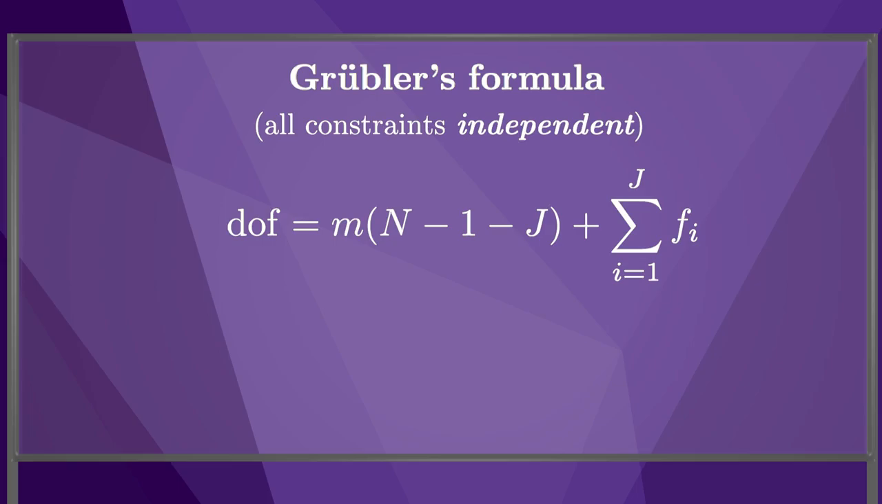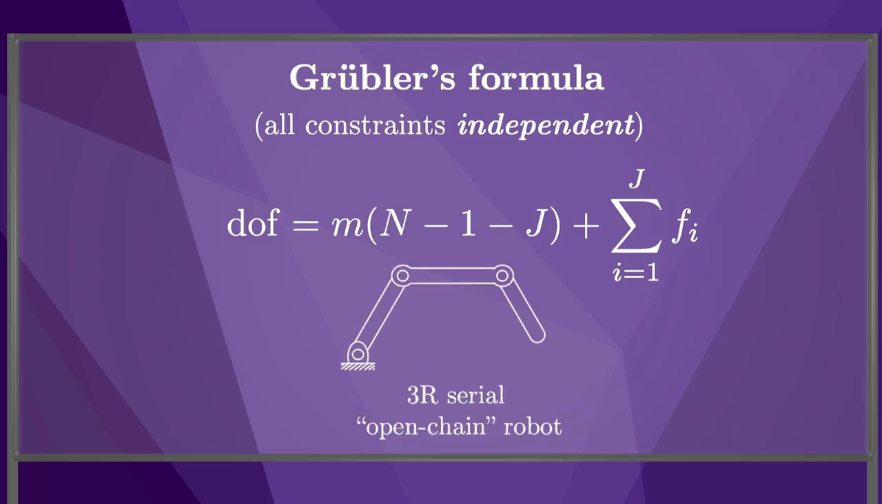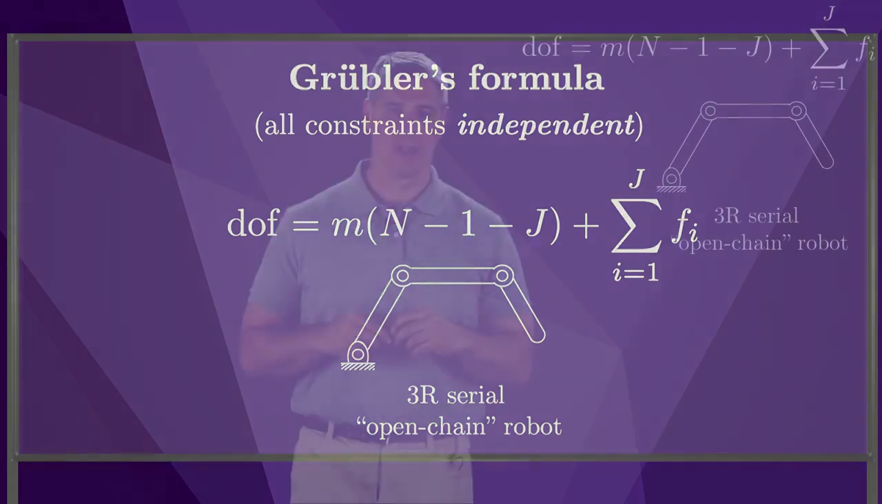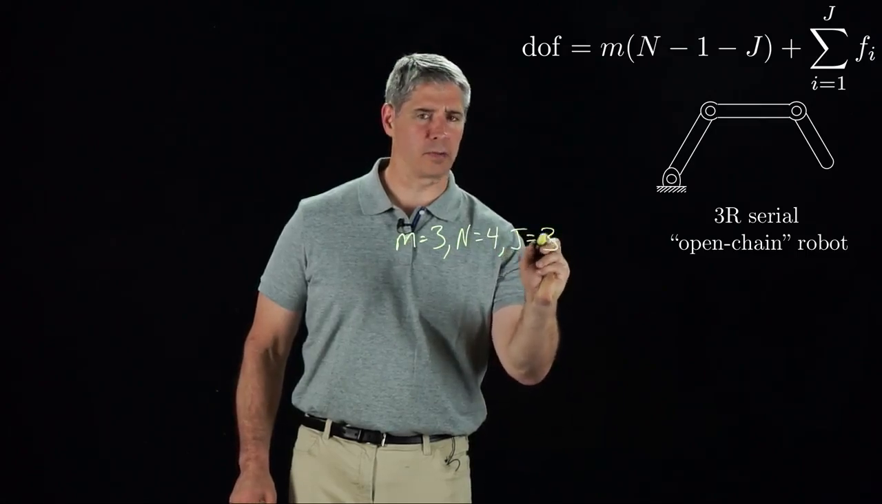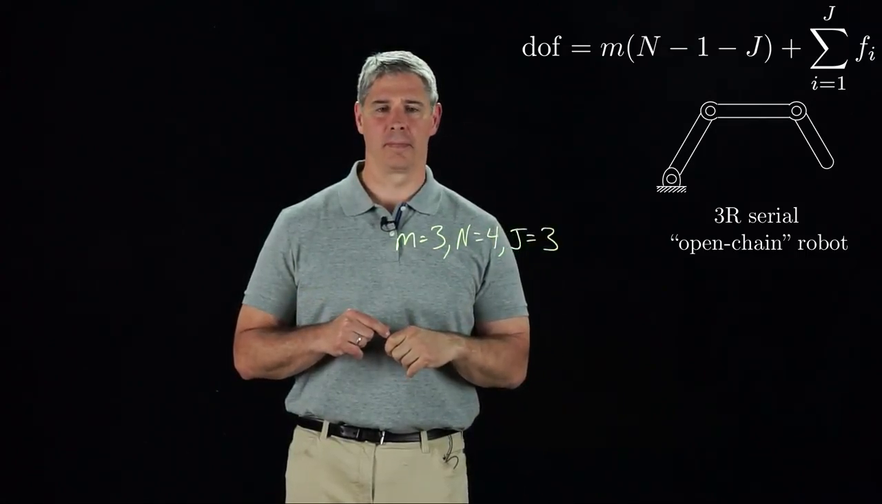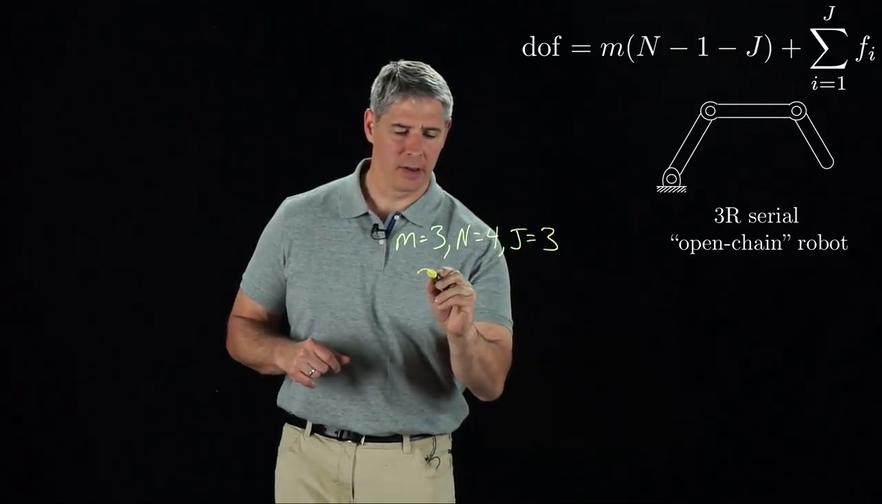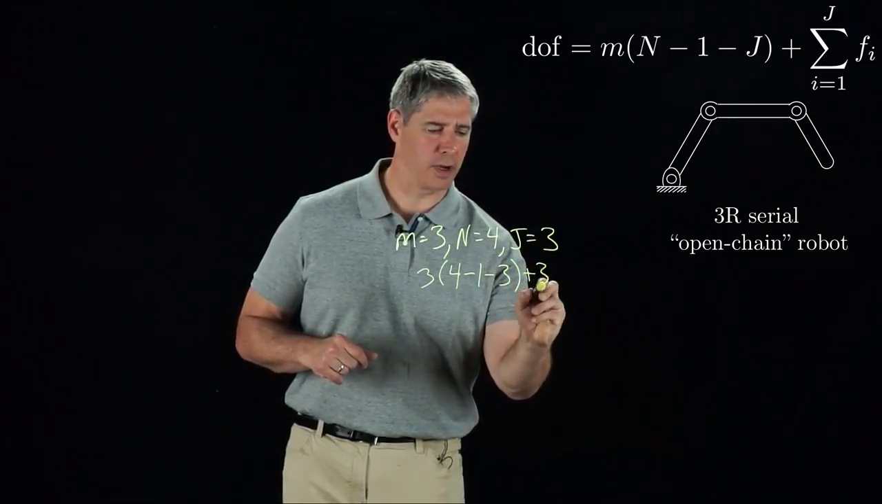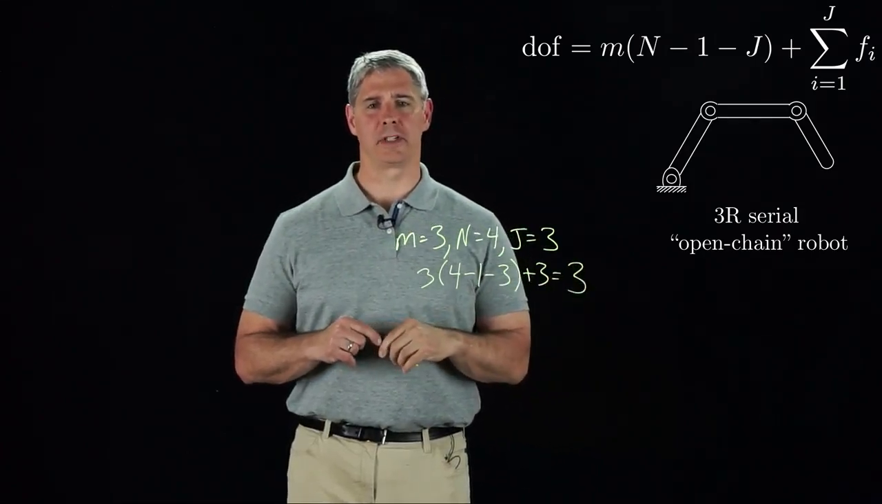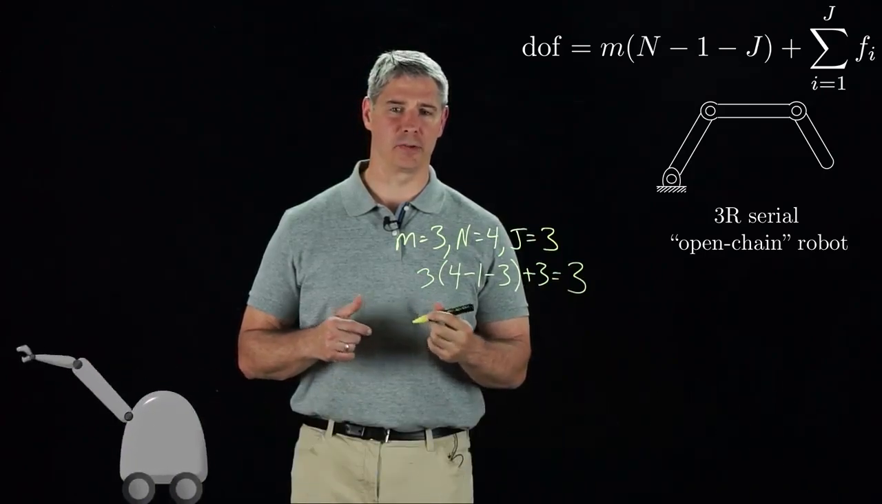Let's apply Gruebler's formula to a few mechanisms. The first mechanism is called a serial or open chain robot because there's a single path from ground to the end of the robot. It's called a 3R robot, meaning it has 3 revolute joints. This planar robot has m equals 3, n equals 4, and j equals 3, and 1 freedom at each joint. Gruebler's formula tells us 3 times (4 minus 1) minus 3 plus 3 equals 3 degrees of freedom. The robot has 3 degrees of freedom as we expect.